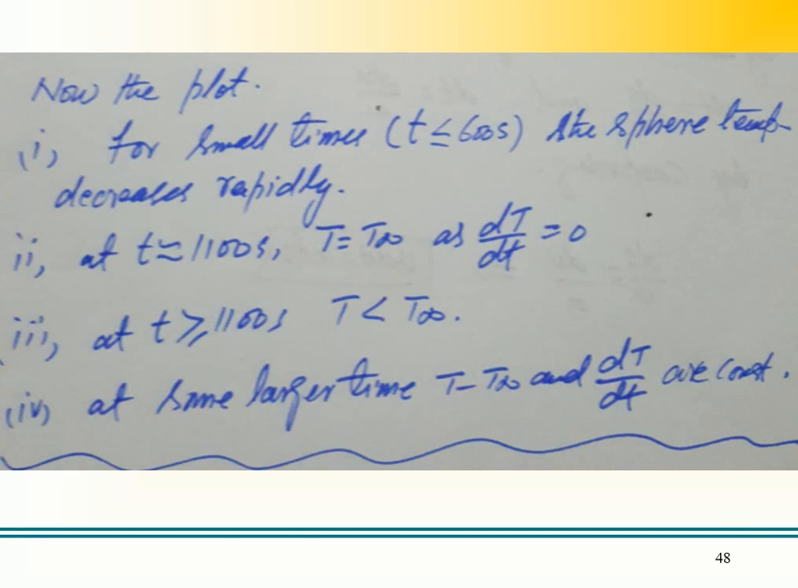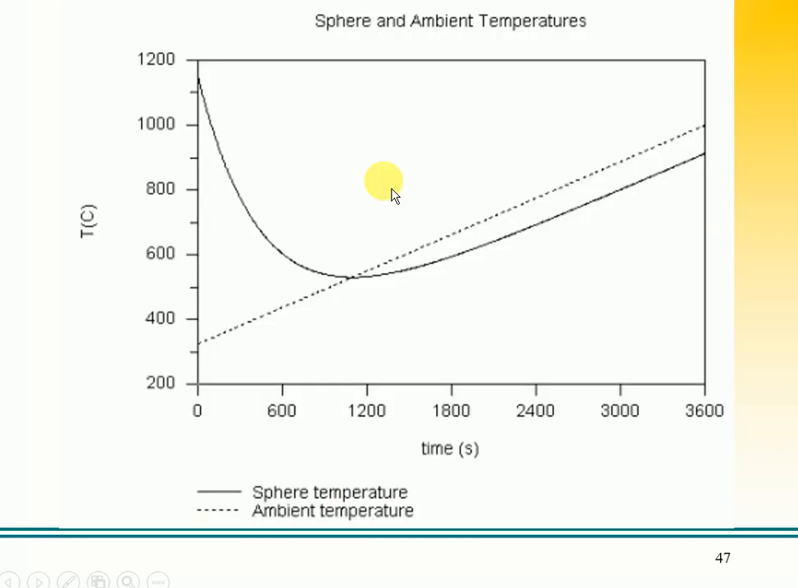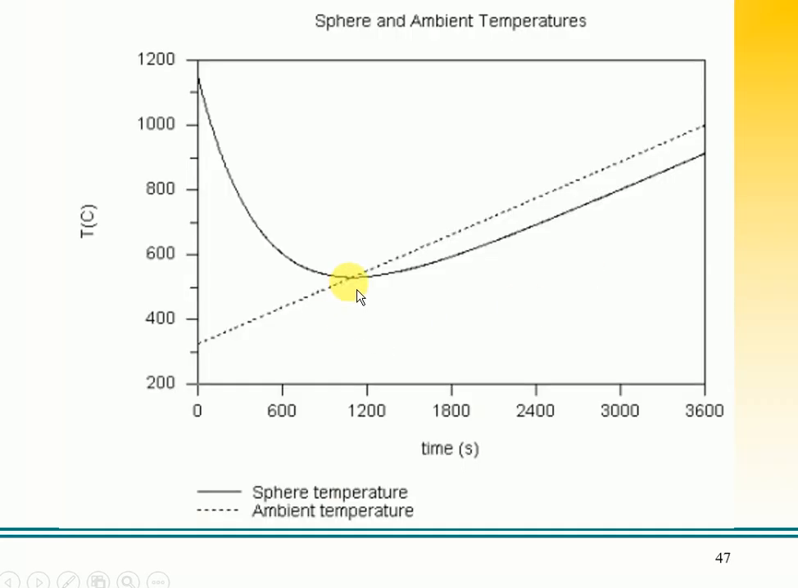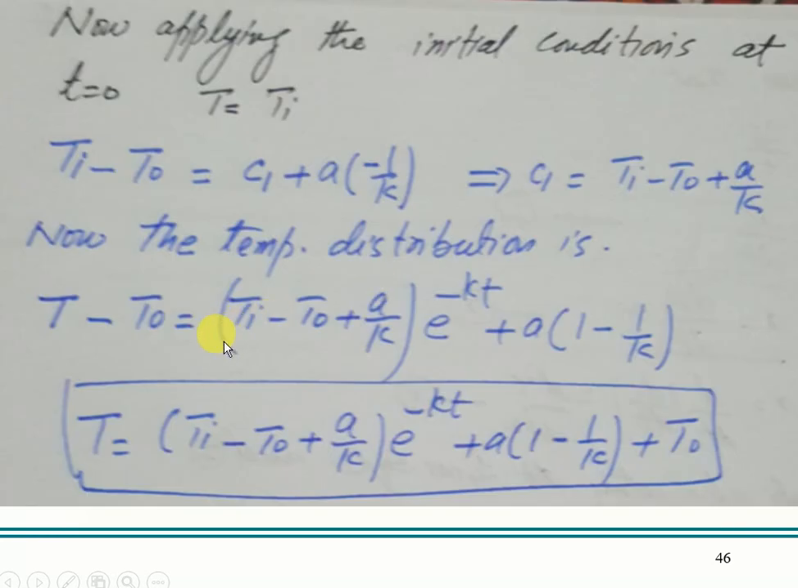So for a small time, when t is less than 600 seconds, the sphere temperature decreases, right? Sphere temperature is decreasing, right? And as t approaches 1100 seconds, t is equal to T infinity, and dT by dt is 0, which is very clear from the graph here. About 1100 it is 0.